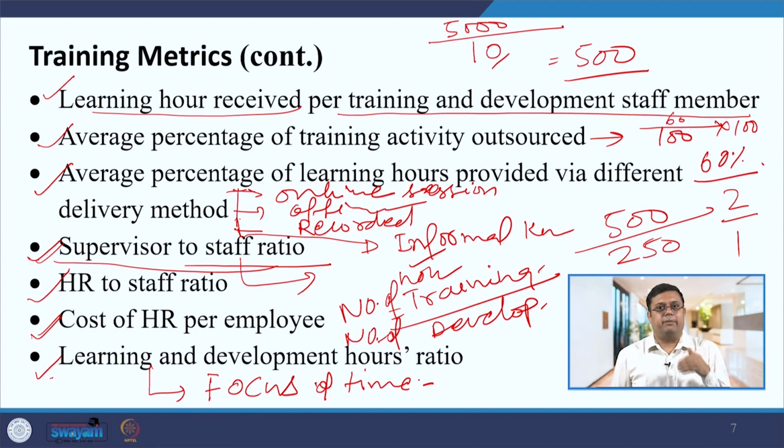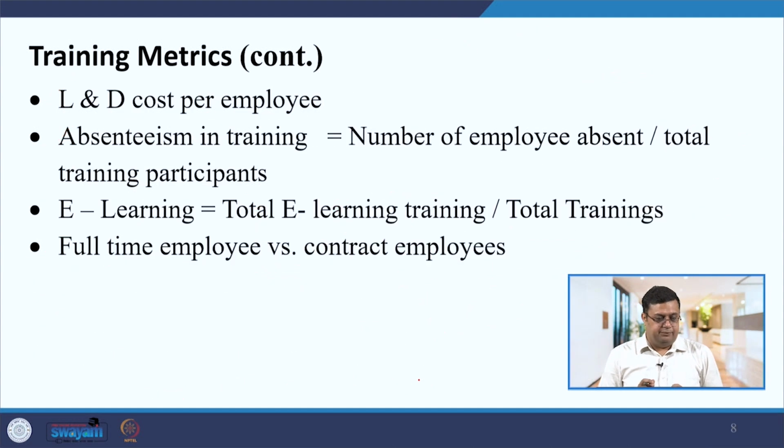If you are impacting the focus time of the employee, then it is going to be difficult, because people may be dissatisfied at the workplace since their contribution will not be reflected, right. And that is what we already discussed, the learning and development cost per employee: the department budget divided by the total number of employees.